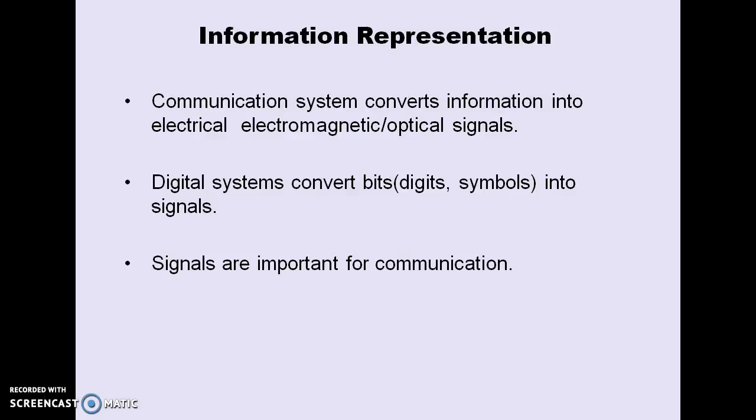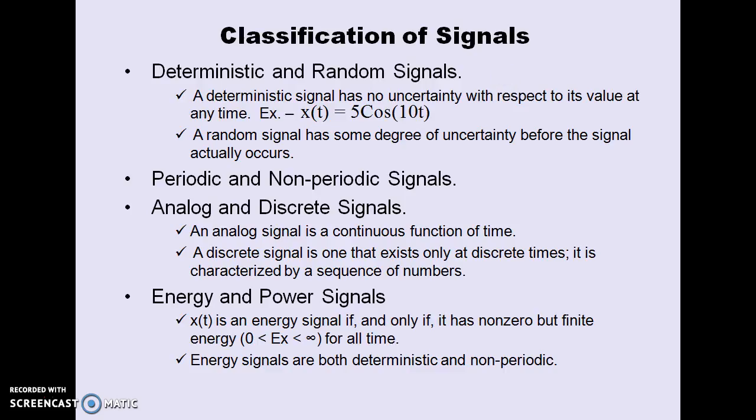So how can we send the information? Actually, information will be converted to electrical, electromagnetic or optical signals. So for communication purposes, signals play a very important role. A digital system converts the digital bits into digital signals. So we need to study something about signals.